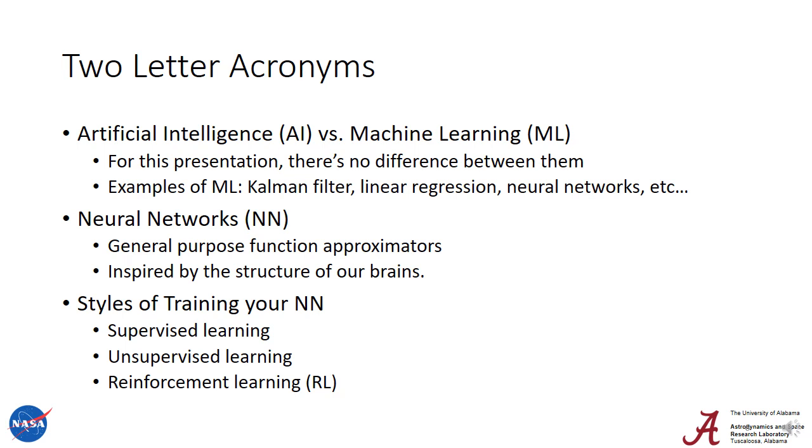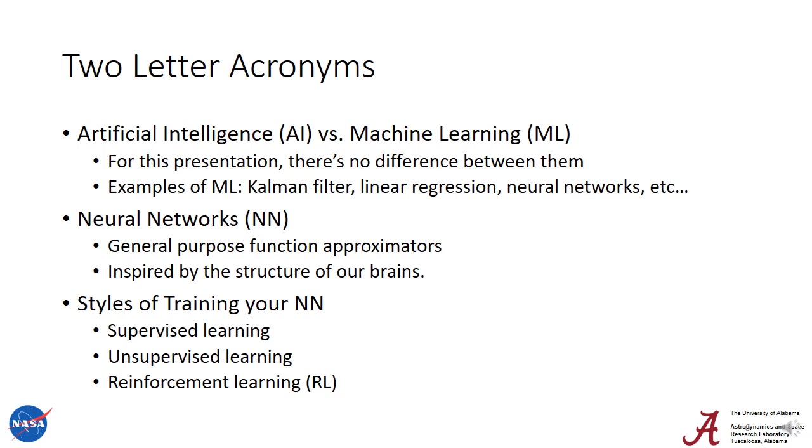One of the newer forms of machine learning are neural networks. And these are function approximators, just like linear regression and Fourier series, but they're inspired by the structure of our brains. Similarly to the Fourier series, you need to find the weights and biases of your neural network. And this is called training your neural network.